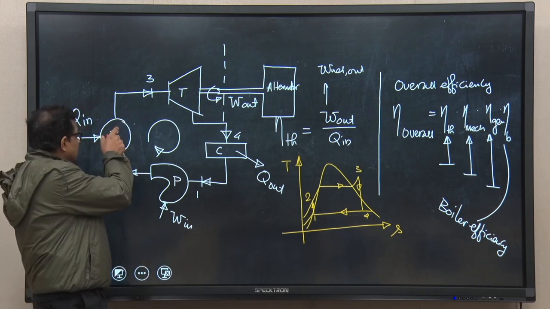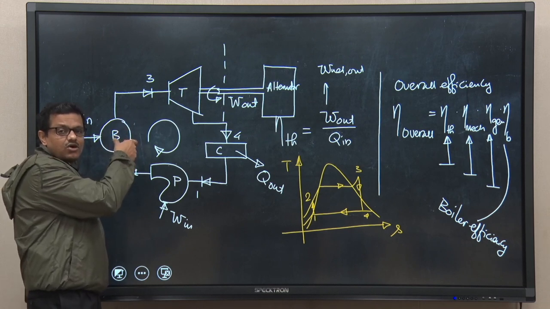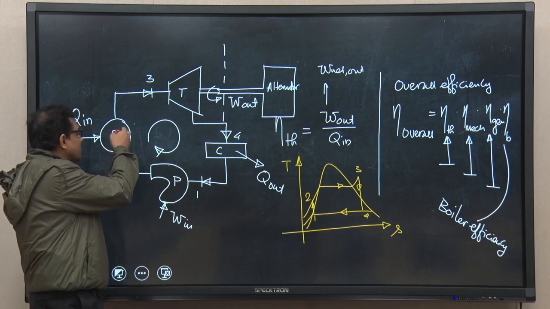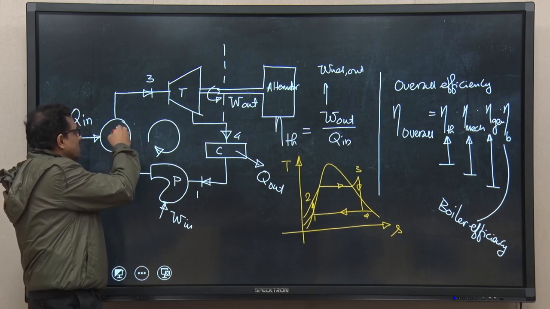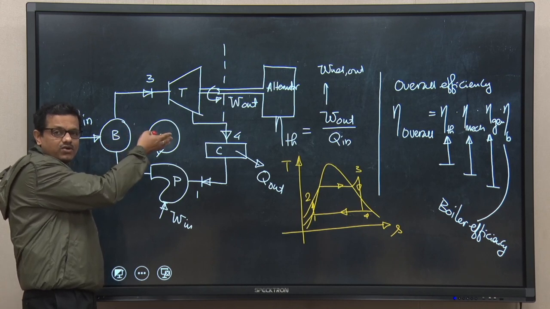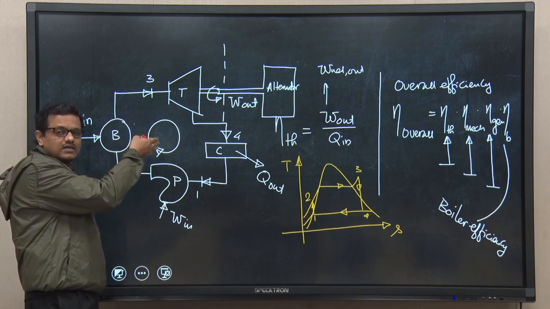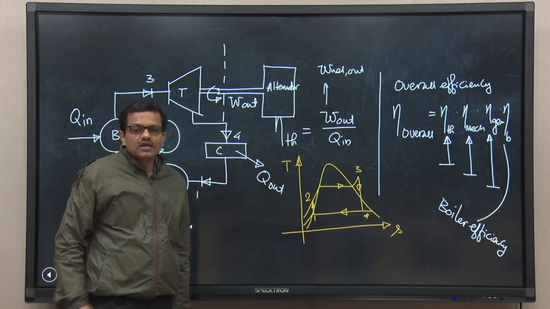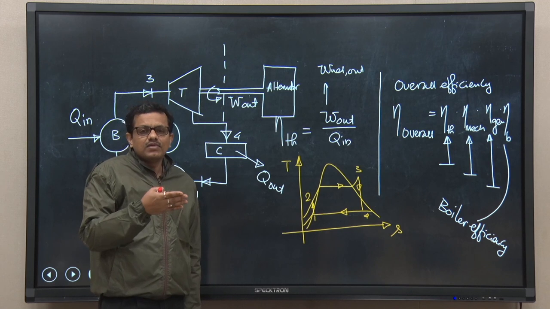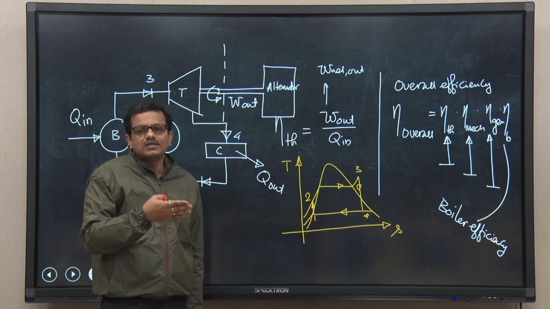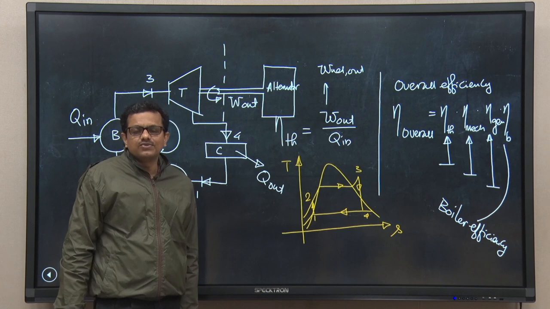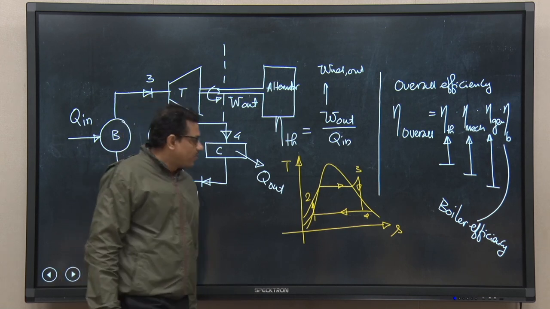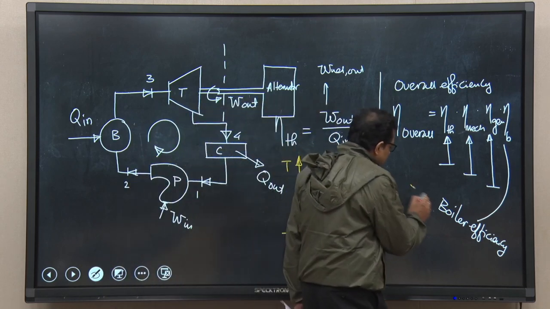But since there will be losses of heat while it is added to the boiler, some amount of heat will be transferred from the boiler surface to the surroundings, and some amount of heat leakage will be there. As a result, we will get some amount of energy recovery, but it is not equal to the energy which is added. It is because of this reason that boiler efficiency, eta b, is defined.